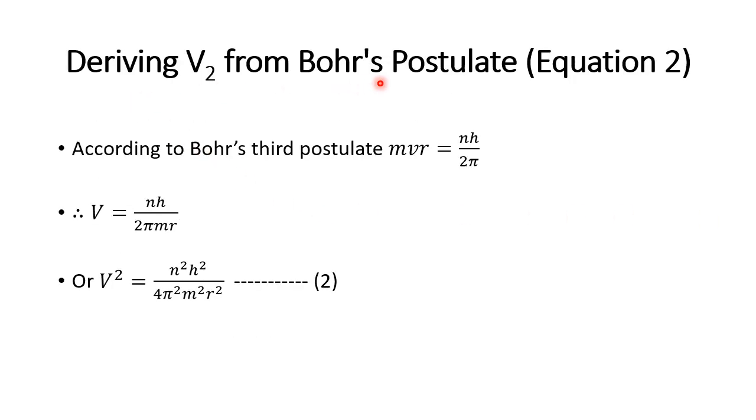Deriving v squared from Bohr's postulate, that is equation number 2. According to Bohr's third postulate, mvr is equal to nh by 2 pi. That is, v is equal to nh divided by 2 pi mr. Then squaring on both sides, you get v square is equal to n square h square divided by 4 pi square m square r square. Call this equation number 2.